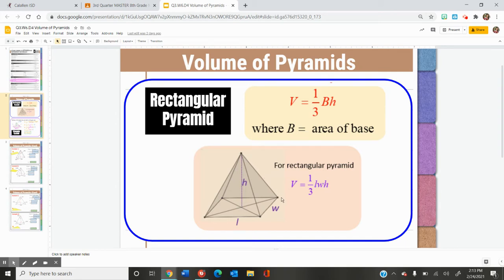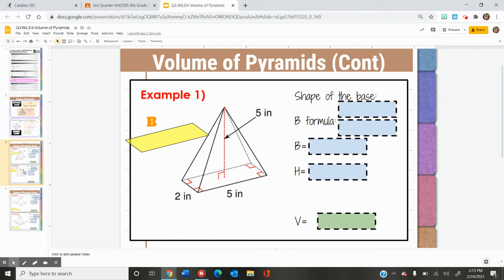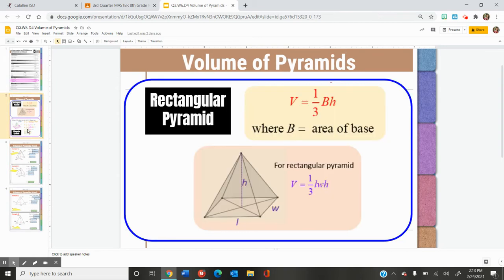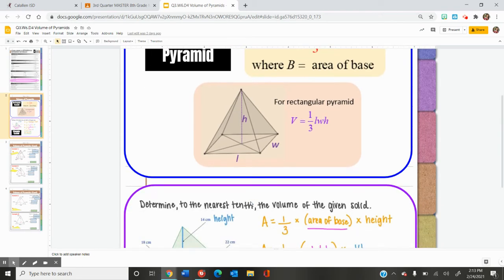Now, if you were given a slant height here, you would not be able to use that. What you could do, you could use the Pythagorean theorem to find this missing height. But luckily, I don't believe you are required to do that today. So that is if you have a rectangular pyramid.